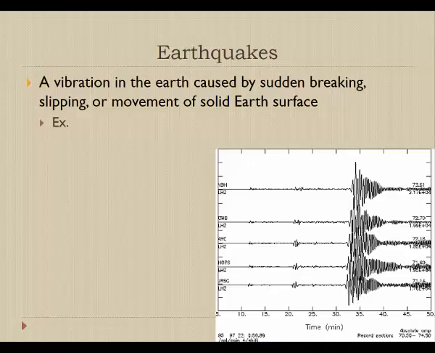So what is an earthquake? An earthquake is a vibration in the earth that's caused by a sudden breaking, slipping, or some movement of the solid earth surface. And you guys have likely seen images like I have on the bottom right here that are created by seismometers, where you can see that the straight line at the beginning of the diagram indicates that the surface of the earth is not moving, and then all of a sudden the surface of the ground starts moving up and down, and that is recorded as a particular earthquake event on this chart here.